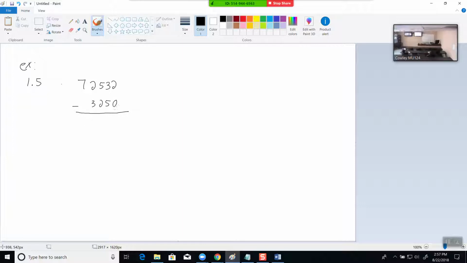If we just did it normally, 2 minus 0 is 2. Can't subtract 5 from 3, so I have to borrow 1. So this goes to 4. Then I got 13 minus 5, and tell me if I screw up on my basic math. 4 minus 2 is 2. 72 minus 3 is 69. That would be our answer.